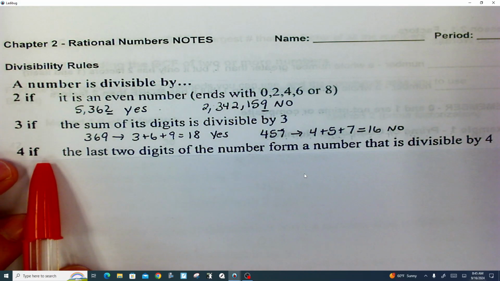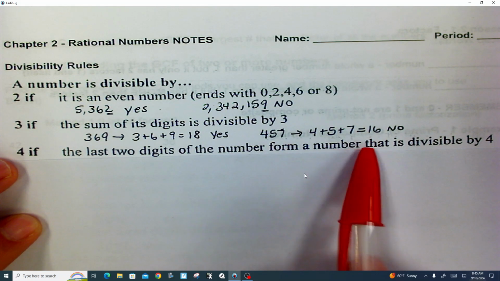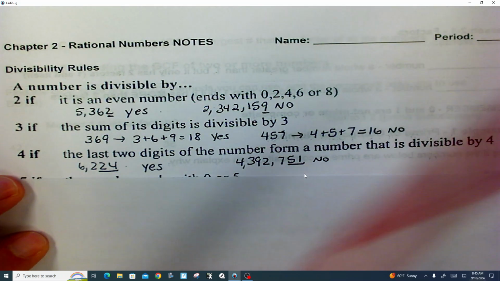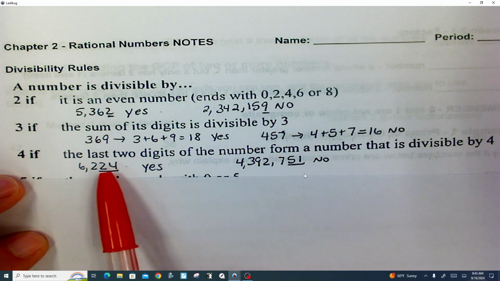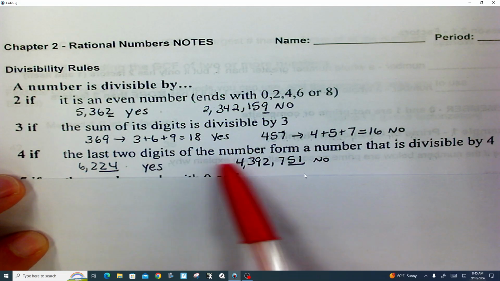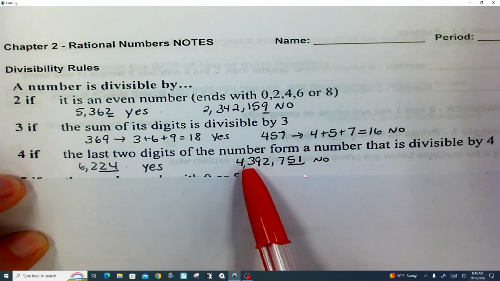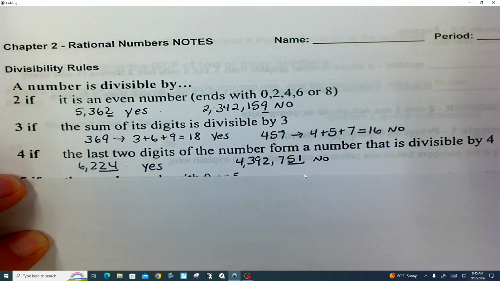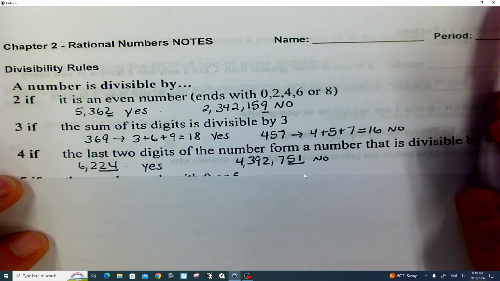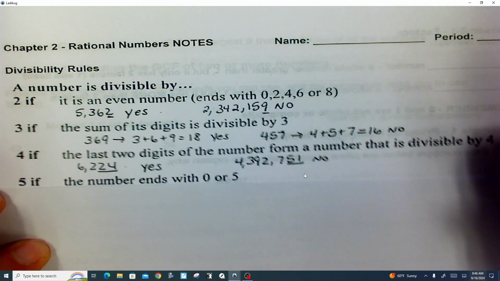What about if it's a 4? Well, here it says the last 2 digits of the number form a number that's divisible by 4. So if we looked at 6,224, hey, look, what's the last 2 numbers right there? 24? Can I take 24 and divide it by 4? Yes. What about 51? No, even though this is a huge number, 4,392,751. This is the one you guys know and love. What's divisible by 5? Anything that ends with a 0 or a 5.